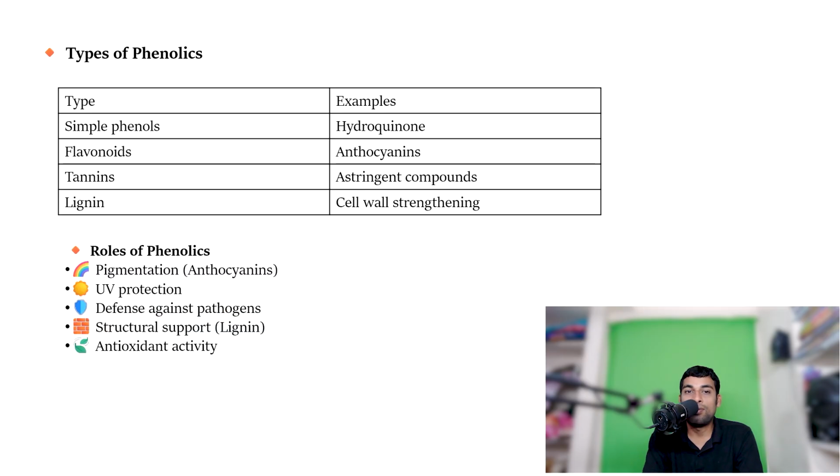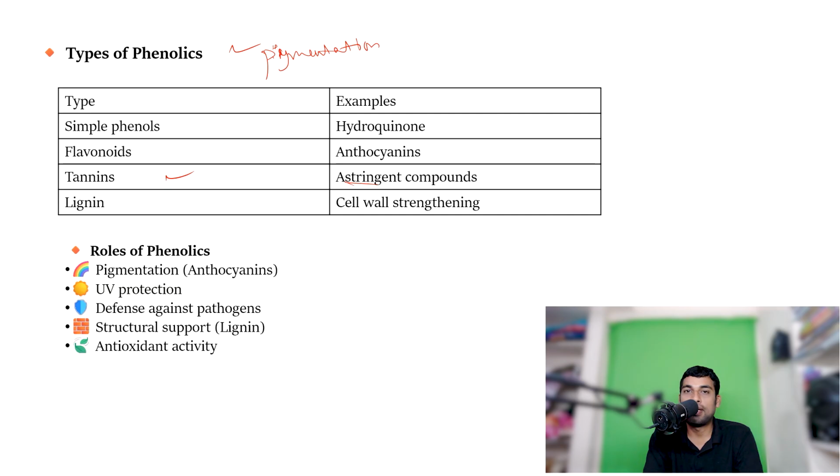Types of phenolic compounds. Phenolic compounds include flavonoids. Their function is for pigmentation. Pigmentation means forming colors. So here they are useful for flower colors. The second phenolic compound is tannins. These are helpful for defensive system. The third phenolic compound is lignin. It is useful for structural compound. Lignin is a hard compound, so it is helpful for the plant to stand.